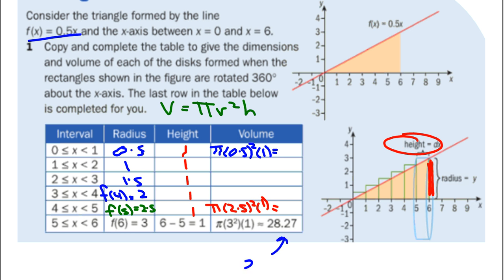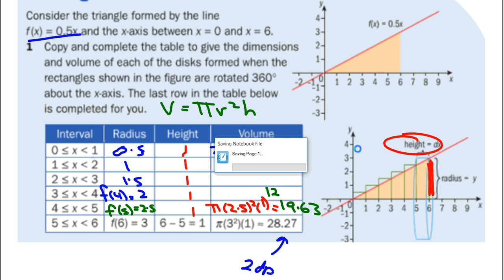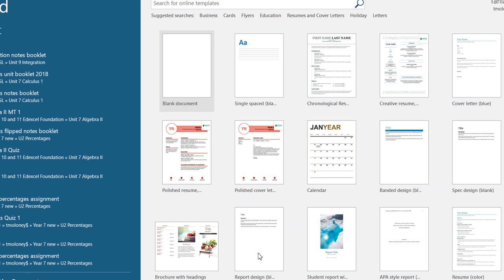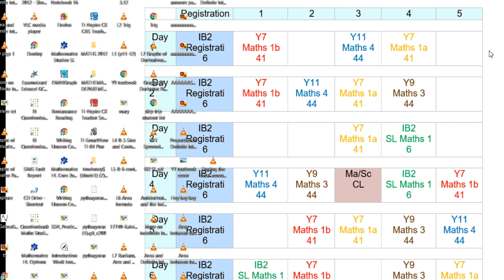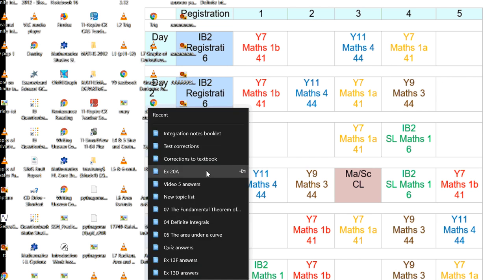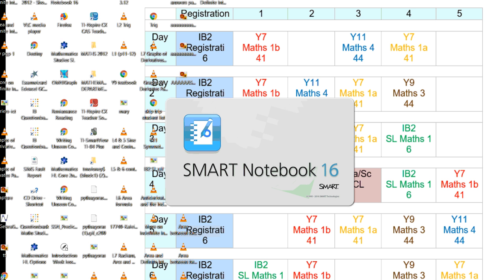This one's 0.63. 19.63. Thank you. 19.63. Let us know, because I don't know. What was that, Bella, sorry? 12.566. Okay, you guys keep working them out. We're going to do 4 sig figs, which is probably going to be roughly 2 dp. But yeah, 4 sig figs is good.